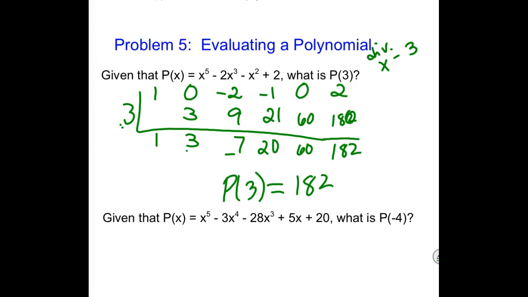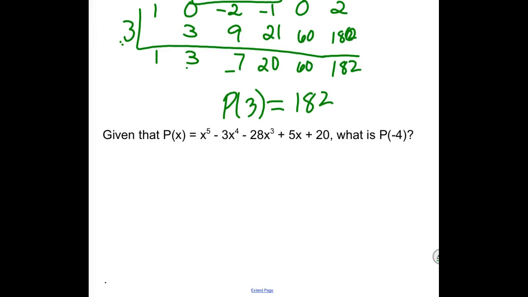That means if I had dumped a 3 in there, raised it to the 5th power, dumped a 3 in and cubed it, times it by the negative 2, if I had dumped it into this, I would have gotten 182 for an answer. Okay? All right, you guys try the next one.